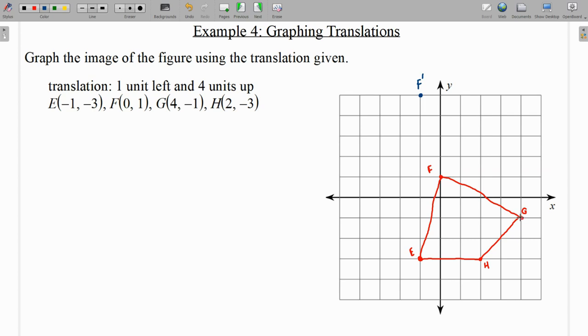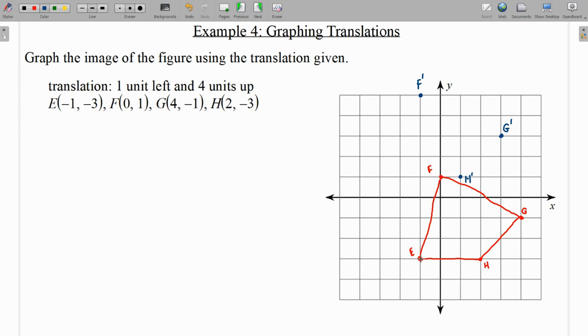So from G, I'm going to go 1 to the left and then 4 up. So I go 1, 2, 3, 4. So I have a point right here. I'm going to label that as G prime. I'm going to go to my next point here, which is H. I'm going to go 1 to the left. Then I'm going to go 4 up. So 1, 2, 3, 4. This new point right here in blue, I'm going to label as H prime.